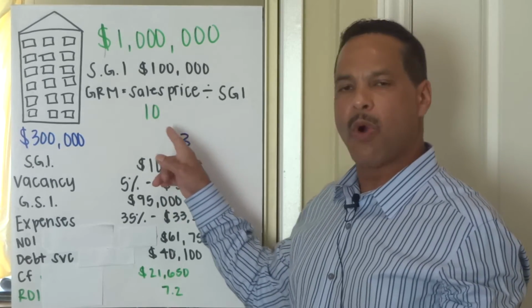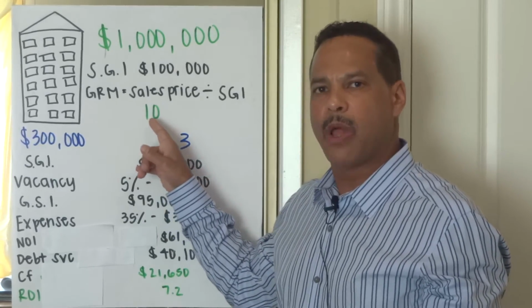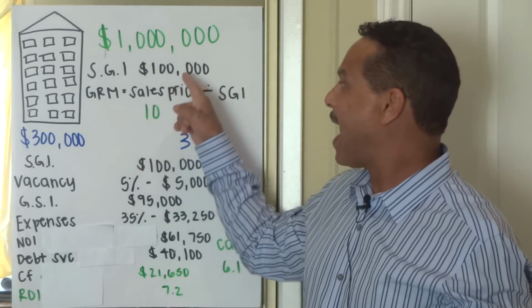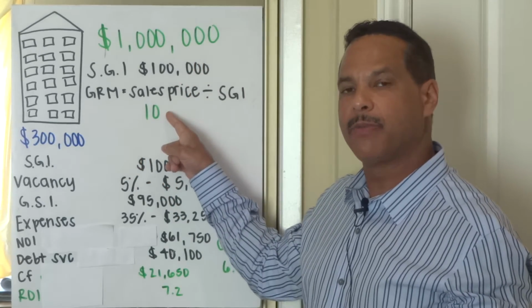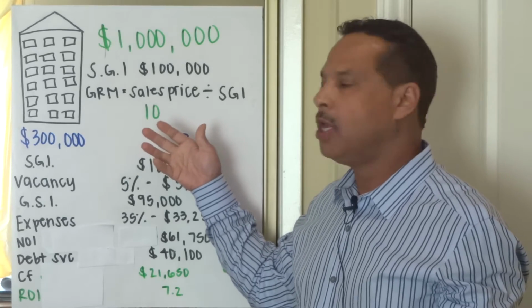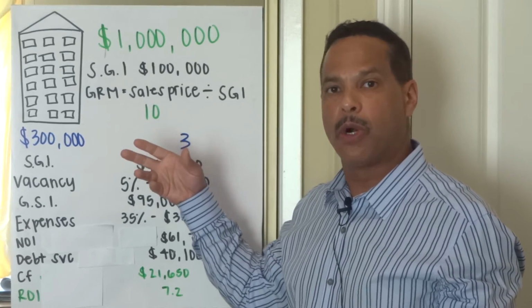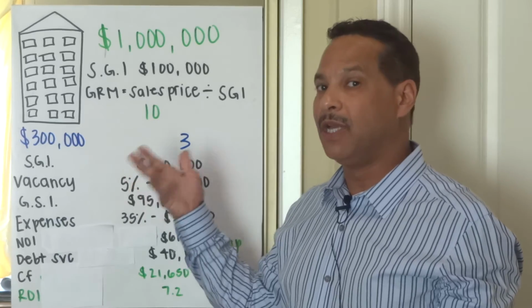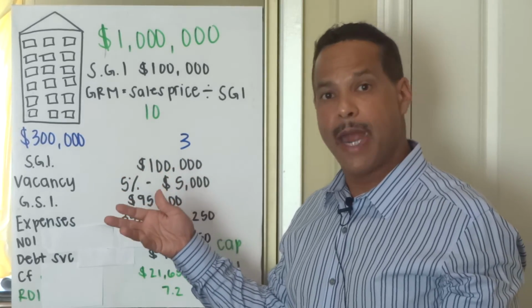So do you want a higher or lower gross rent multiplier? Well, do you want to get your money back in 10 years, or do you want to get your money back in 5 years, for example? The answer is, yes, you want a lower GRM. The better the deal for the buyer, the lower the GRM.